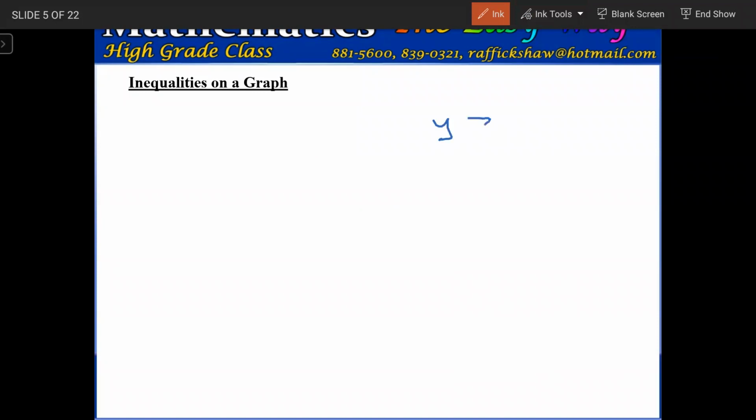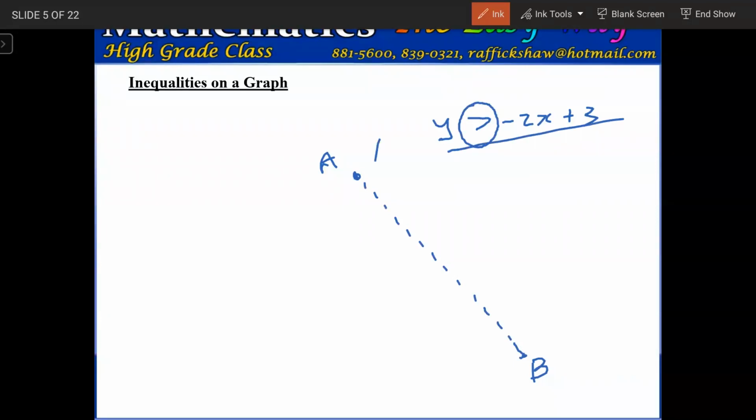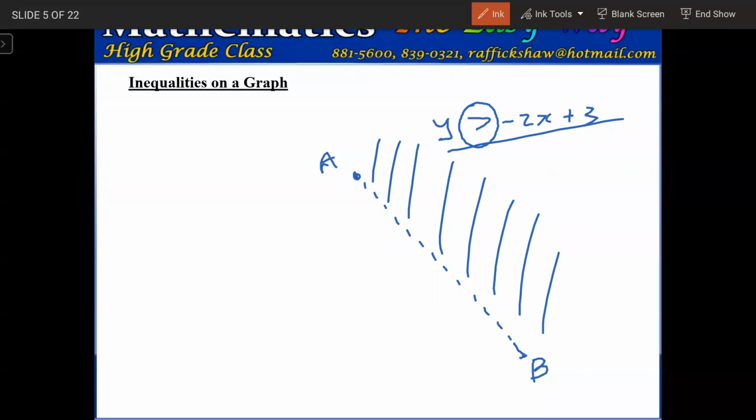If I write y greater than minus 2x plus 3, this is A and this is B, I am now not talking about the line. Because I'm not talking about the line, I would have to put a broken line here. I'm now talking about regions above the line. So this inequality will refer to regions up here, above the line. So inequality is talking about regions that are either above a line or below a line.